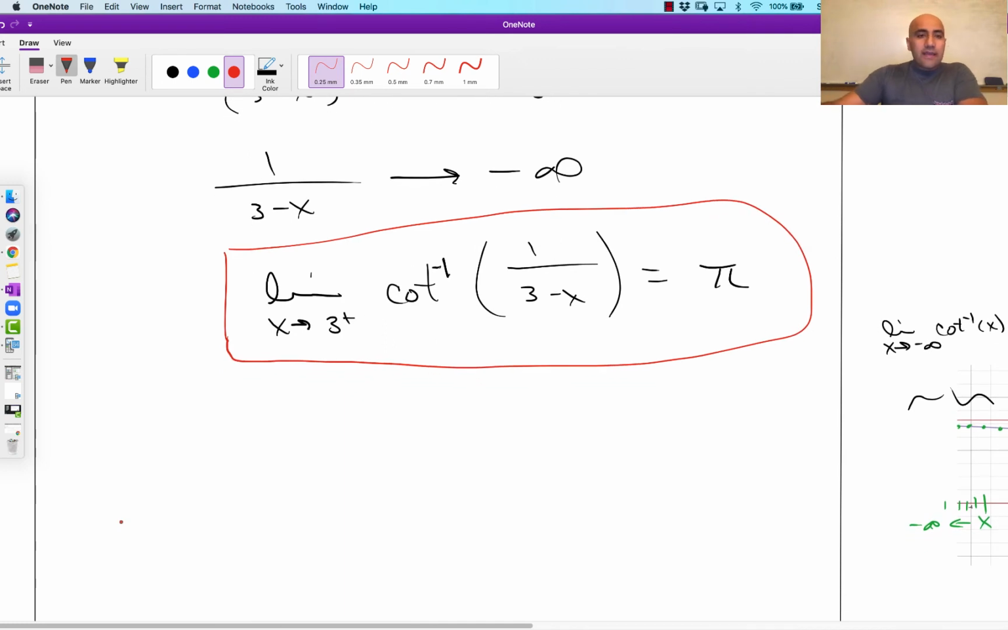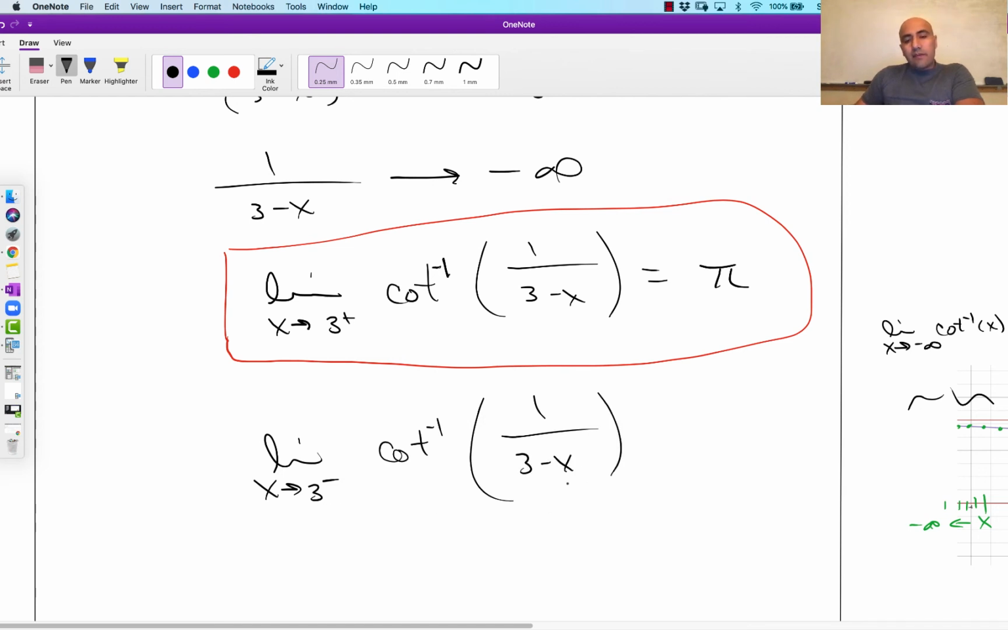Without doing much work, notice the limit as x approaches 3 from the left-hand side of cotan inverse of 1 over 3 minus x. This time, if we input values close to 3 but always a little bit less than 3, then 3 minus x is going to be some very, very small positive number. So as x grows toward 3 from the left-hand side, 3 minus x grows toward 0 from the right-hand side, so it stays positive. Therefore, 1 over 3 minus x is going to grow toward positive infinity.